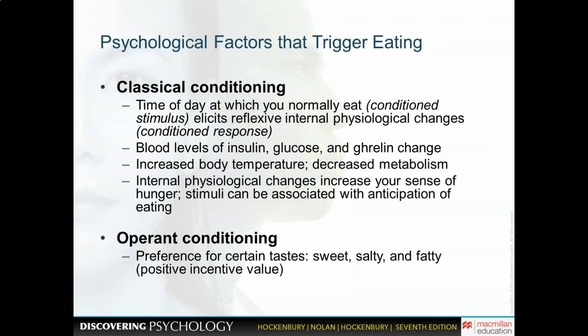Okay, so some psychological factors that trigger our eating. This was divided into two categories: classical conditioning, and this goes into what time of day we eat, our blood levels of insulin, glucose, etc., increased body temperature, decreased metabolism, things like that. These are classically conditioned motivations. On the other hand, there's operant conditioning, and that's the preference for certain tastes like sweet, salty, fatty, and that is just acting in accordance with a certain desire that you need to be met.